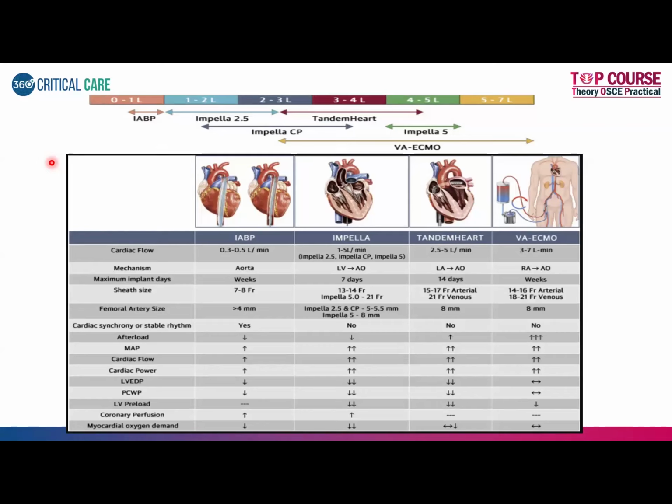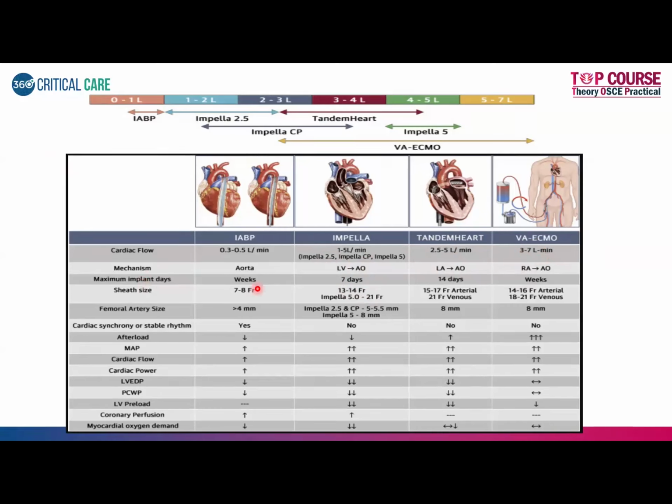So it can go up to 5 liters per minute depending on the type of Impella used. And the mechanism of the Impella is LV to aorta. Okay. That's the flow that happens. Tandem heart, 2.5 to 5 liters per minute, and the flow happens from the LA to the aorta. All right. And last is the VA ECMO, which can give up to 7 liters per minute.